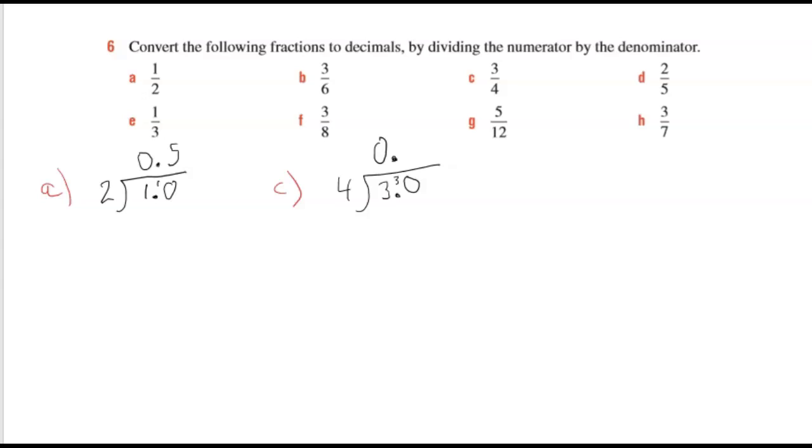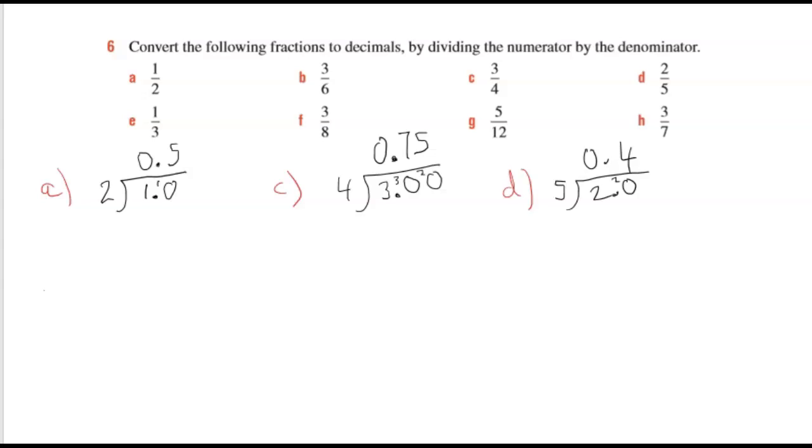So 4 goes into 3. What is that? 7 times with 2 remaining. So 4 times 7 is 28. We've got 2 left over. Add the 0. 4 goes into 20 5 times. So 3/4 is the same as 0.75. Let's do D. So 5 into 2 doesn't go in, so put a 0, put your decimals in, add your 0, and we had a 2 remaining before, so 5 goes into 20 4 times.